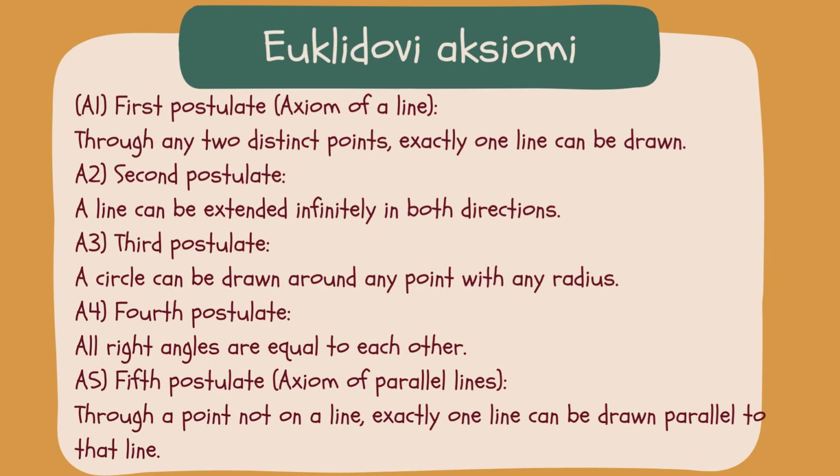Third postulate, a circle can be drawn around any point with any radius. Fourth postulate, all right angles are equal to each other. Fifth postulate, axiom of parallel lines. Through a point not on a line, exactly one line can be drawn parallel to that line.